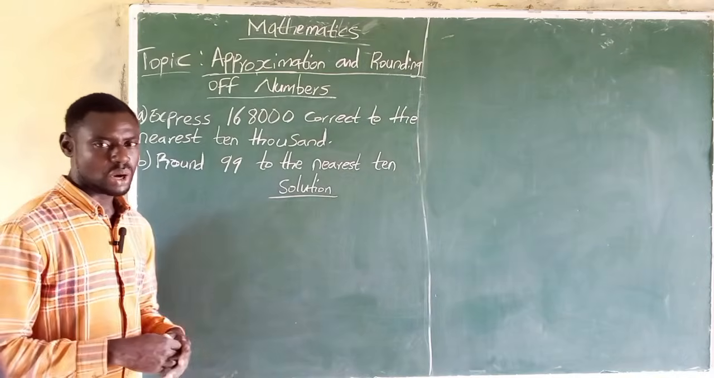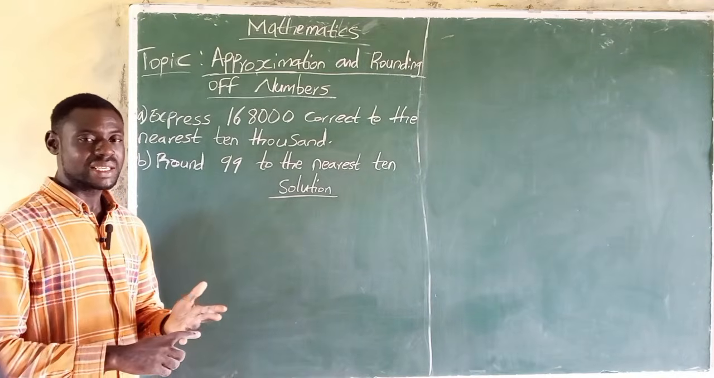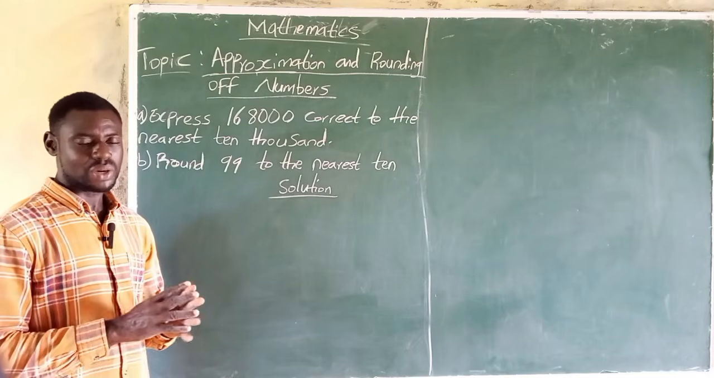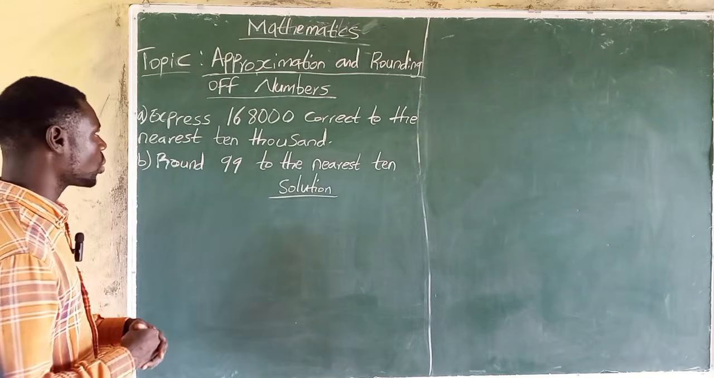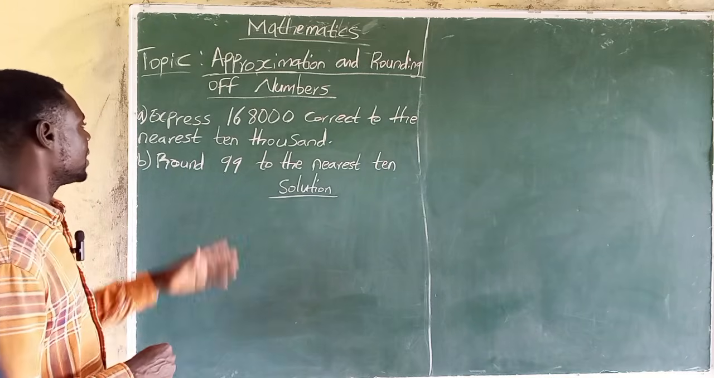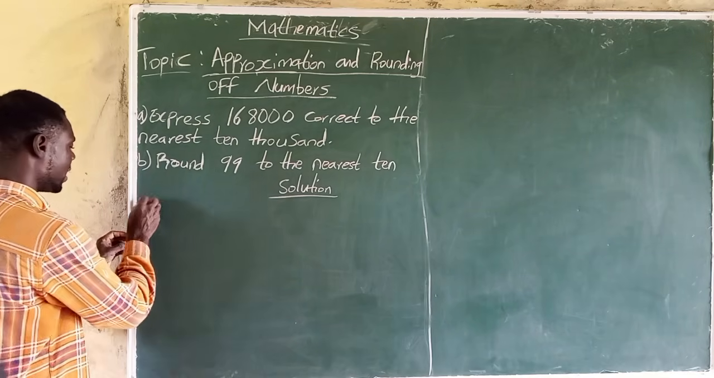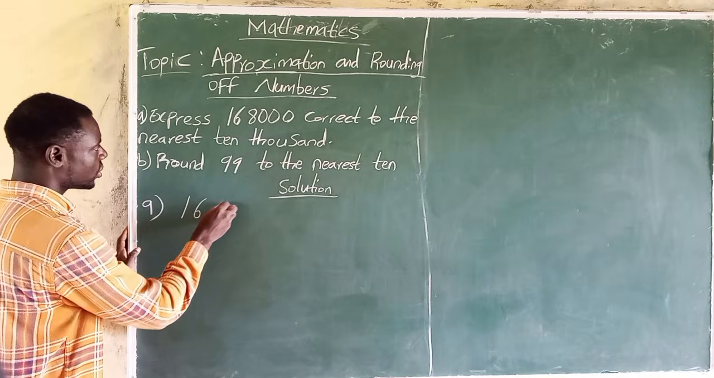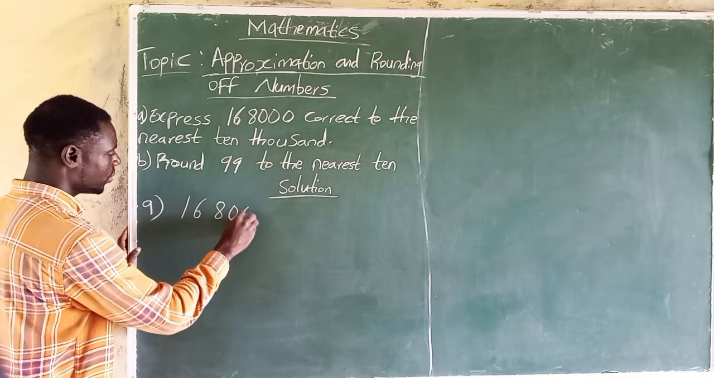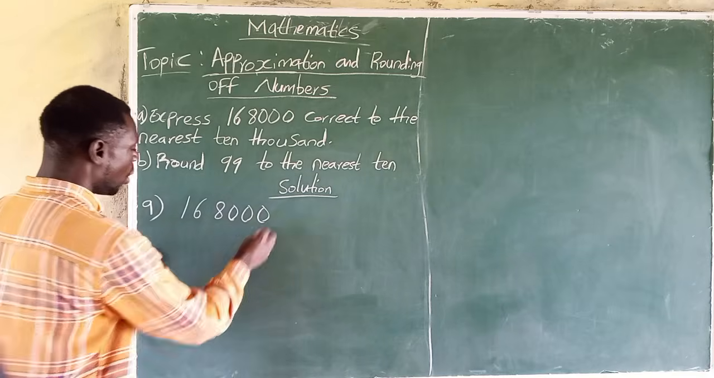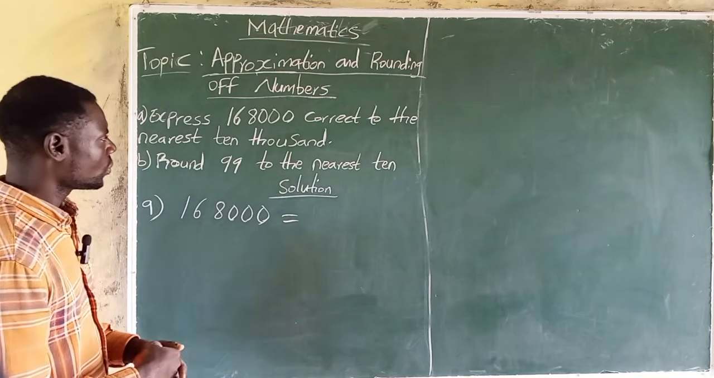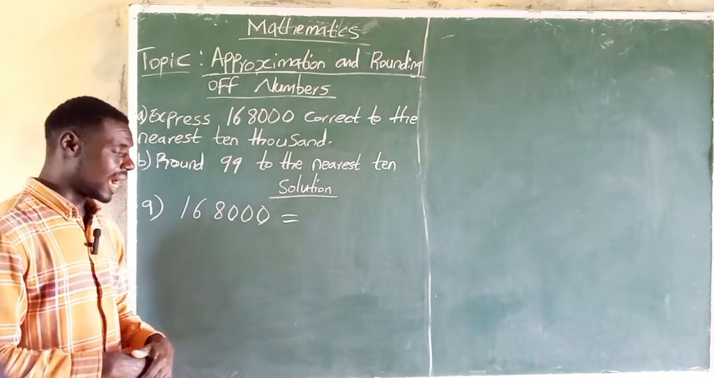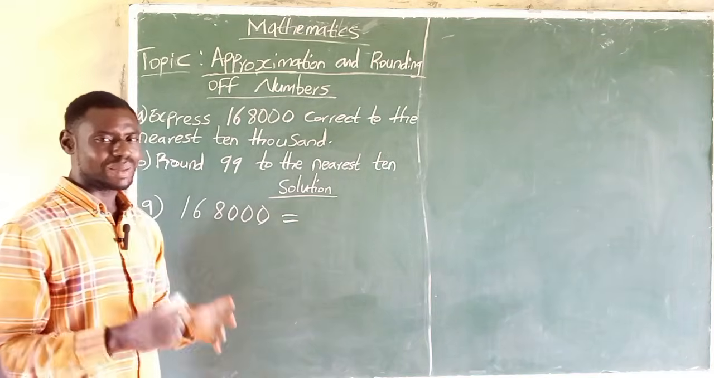So in this approximation, we are going to consider numbers 1 to 9. 1, 2, 3, 4, 5, 6, 7, 8, what? 9. These are the only numbers we understand under this topic. Now they said express, let's take the first one, A. Express 168,000 correct to the nearest 10,000. Nearest what? 10,000. So what we need to consider is the place value.